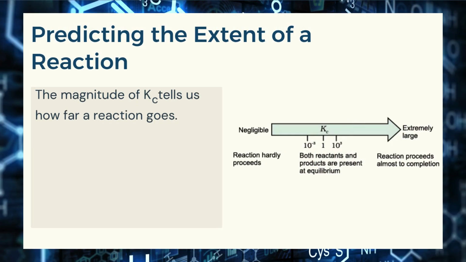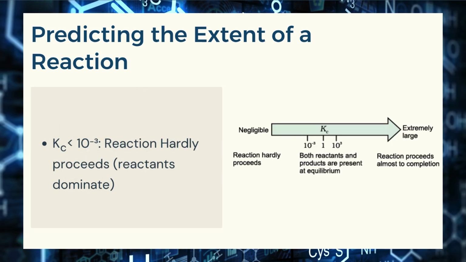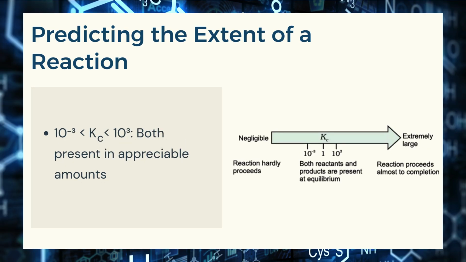Predicting the extent of a reaction. The magnitude of Kc tells us how far a reaction goes. If Kc is greater than 10^3, the reaction goes nearly to completion, that is, the products dominate. If Kc is less than 10^-3, the reaction hardly proceeds, that is, the reactants dominate. If Kc lies between 10^-3 and 10^3, both reactants and products are present in appreciable amounts.